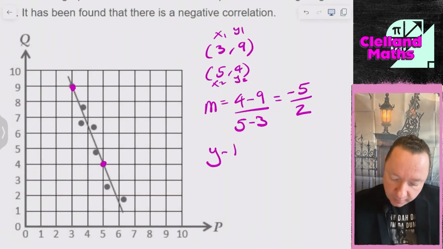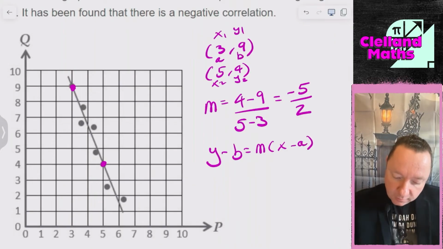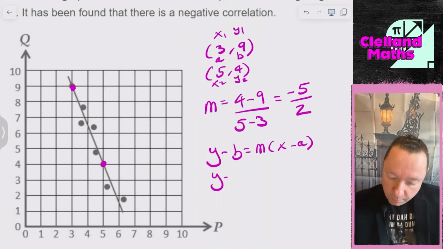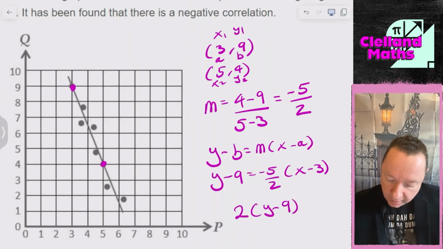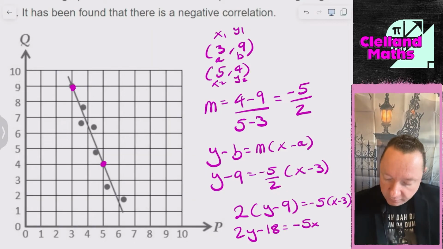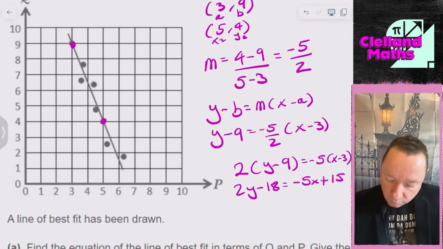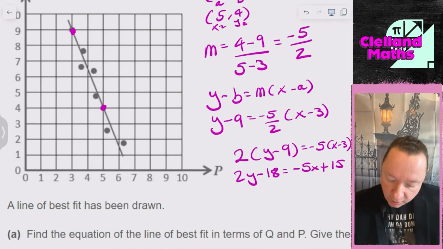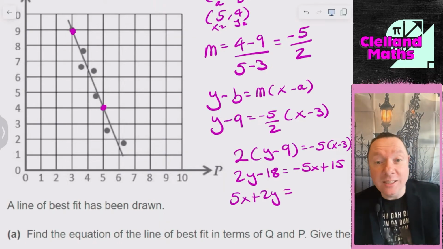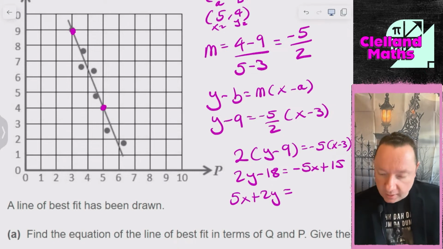Now y minus b is m times (x minus a). So I'll pick my a and b to be 3 and 9. You can pick 5 and 4 if you want. y minus 9 equals minus 5 halves, x minus 3. Taking the 2 up, 2 times (y minus 9) is minus 5 times (x minus 3). 2y minus 18 is minus 5x. 5 3s are plus 15. Again, doing the same trick as I usually do, x and y together. So I've got 5x plus 2y, and I'm moving the minus 18, so it becomes plus 18. 18 plus 15 is 33.